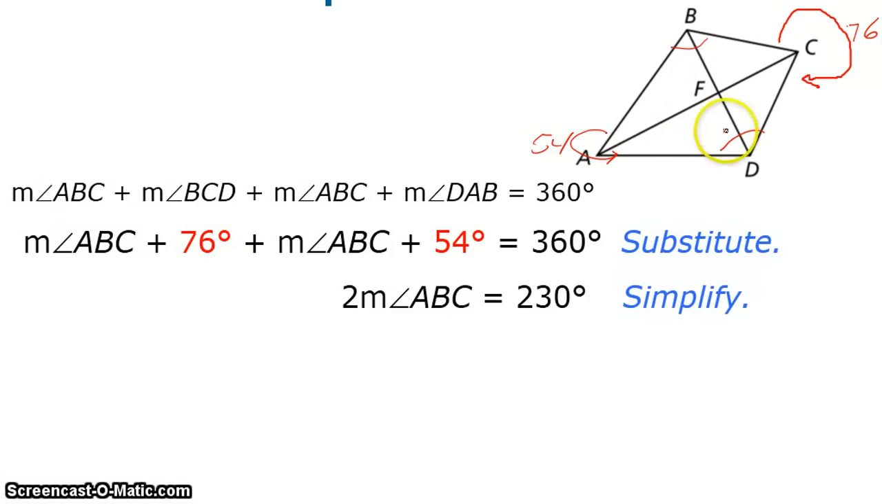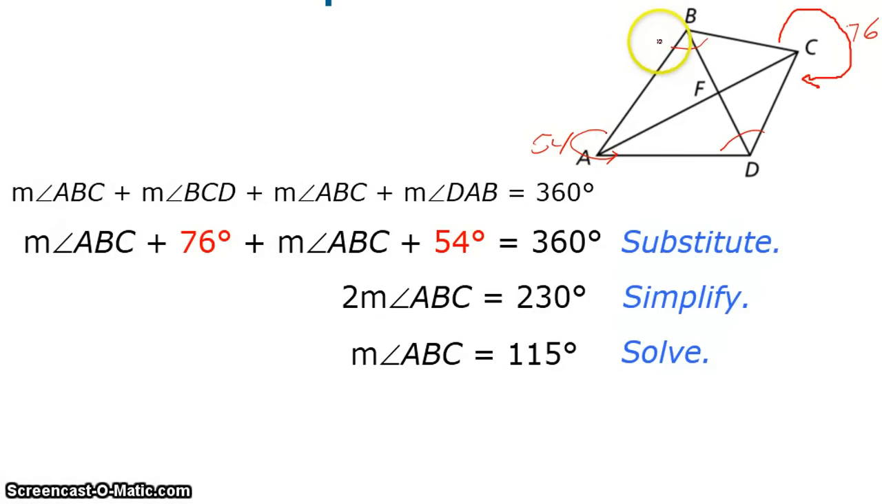We know that these are congruent to each other, so we're actually doing a little bit of substitution. Angle ABC and angle CDA are congruent to each other. So all we have to do is subtract the 76 and 54 from 360. That leaves us 230. And since we know those two are congruent, all we need to do is divide by 2. And we get that each one of those is 115 degrees. So we know that this angle is 115. And we know that this angle is 115. So there's a look at our kites.